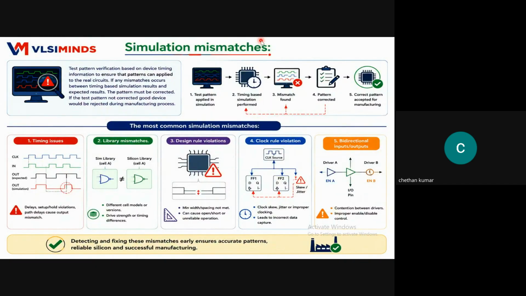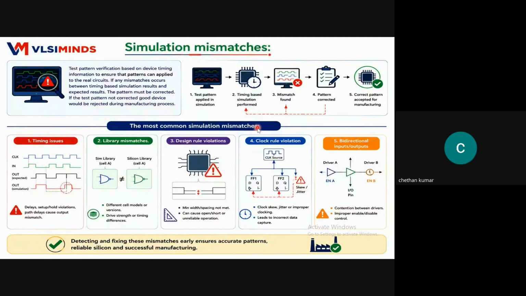But another case is binary mismatch. There, if you have 0 as expected and 1 as simulated, so the opposite value. Expected was 0, simulated is 1. Similarly, expected is 1 and simulated is 0. That category is called binary mismatch.